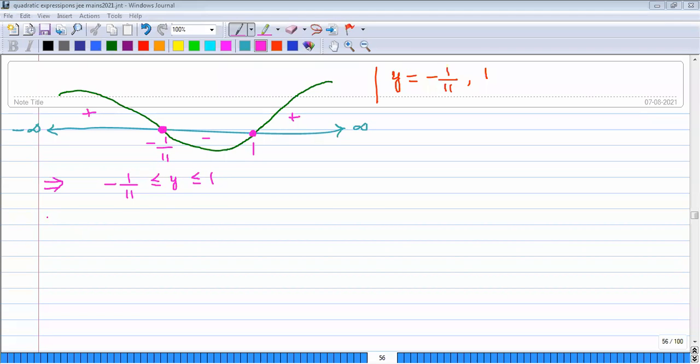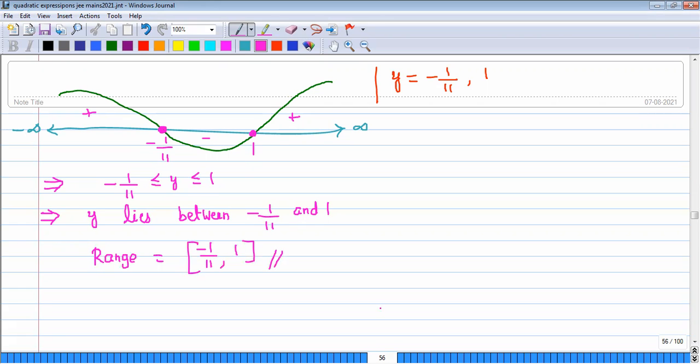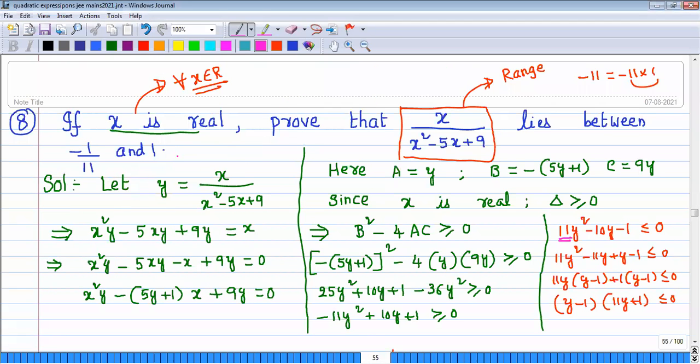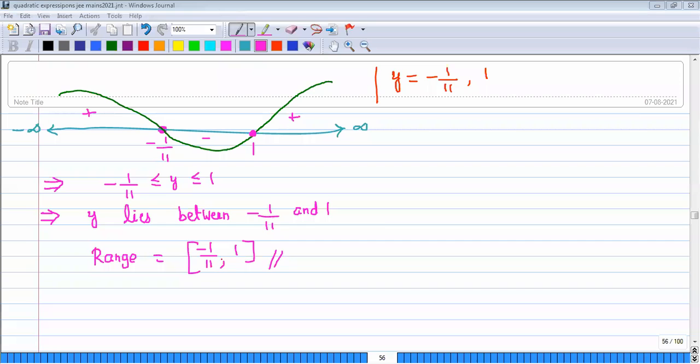So therefore, y lies between minus 1 upon 11 and 1. If you are asked the range of the function also, we can write: range is equal to minus 1 upon 11, comma 1. So just check the question. What do we need to prove? We need to prove that this function lies between minus 1 by 11 and 1. So check your answer. Same thing. Minus 1 upon 11, comma 1.